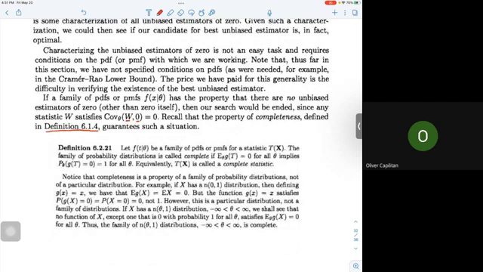So, if f of t is a family of PDFs or PMFs of our statistic T of the sample, then the family of probability distributions is complete if the expectation of g of T is equal to 0. Ibig sabihin nito, this is an unbiased estimator of 0. Yung g of T, the function of the statistic T, is an unbiased estimator of 0. Kaya ngayon, may unbiased estimator of 0 tayo.